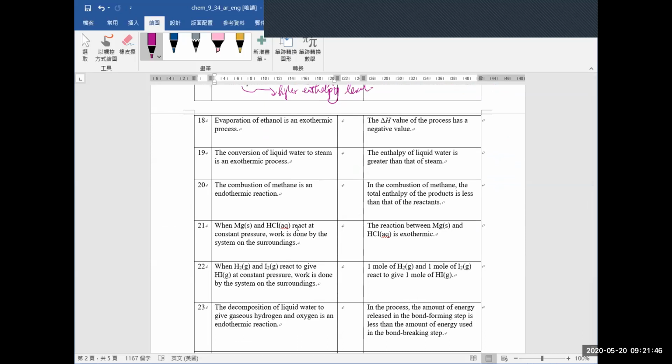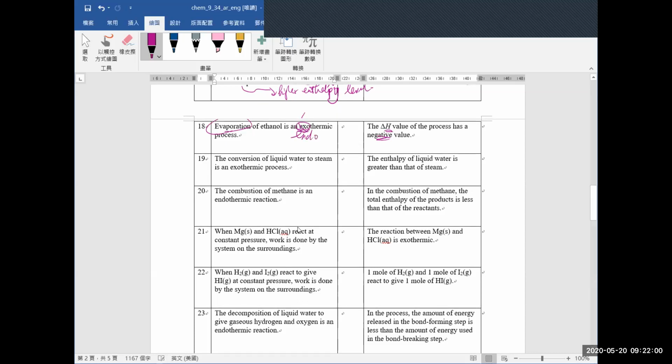Evaporation of ethanol is an exothermic process. Evaporation, exo. The delta H value of an exothermic process is a negative value. It's endo, yes, it's endo. It absorbs energy, so the delta H is not negative, it is positive. So what is the answer? Question 18 is D, okay? It's D, thank you. How about 19?